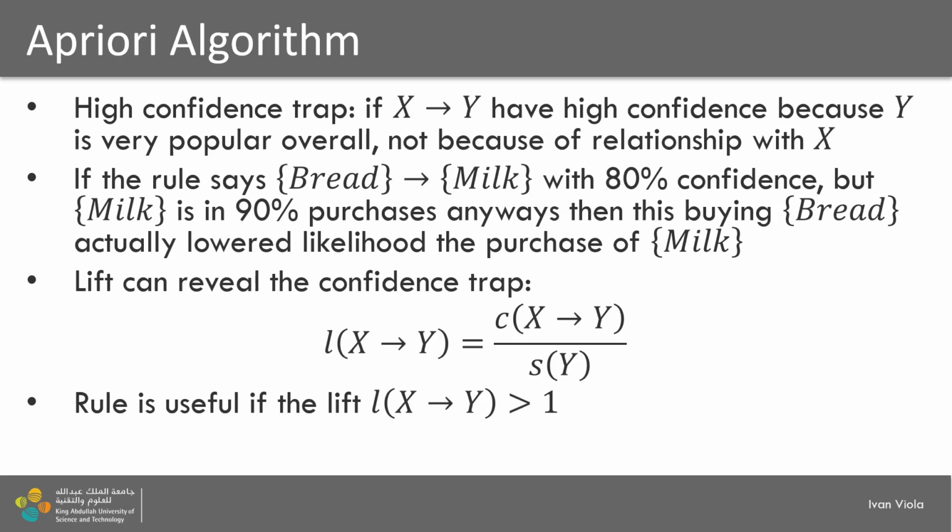So finally, after our frequent item set generation and rule generation, we should check every association rule for whether there is a high confidence trap problem or not, and filter out those where this problem occurs, so that we are left only with those which do not have this problem and are actually real associations.